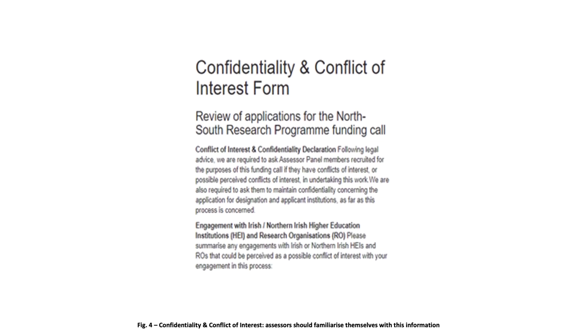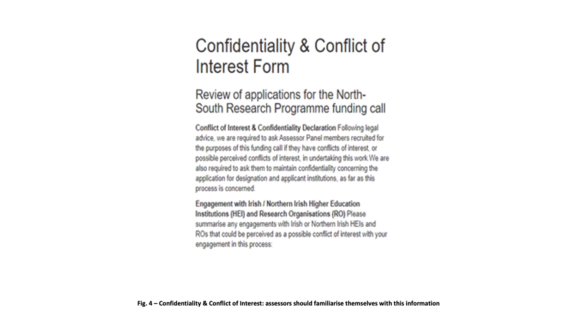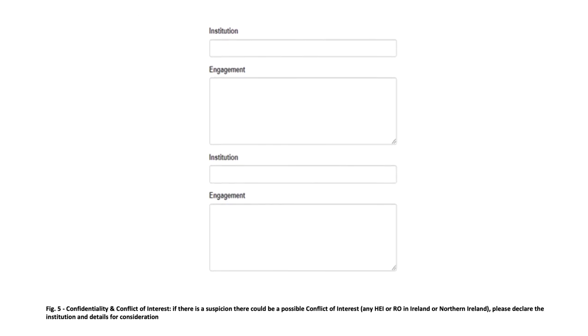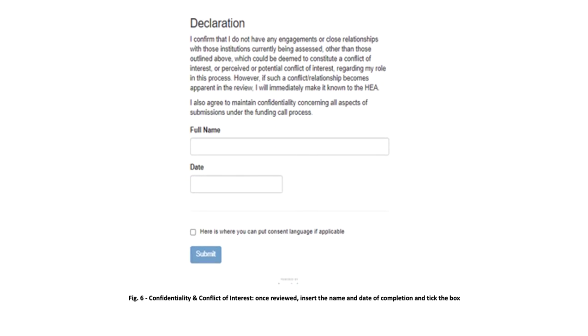If you look at some screen grabs here of the confidentiality and conflict of interest form, we ask you to consult this document online and say that you're happy to proceed. However, if you do suspect you have a conflict of interest, no matter how small or how big, you can insert this information by way of putting in the institution and what was involved or the engagement. After this, with the declaration, you put in your name and your date as if you're signing the form.